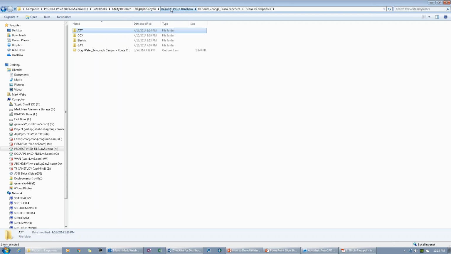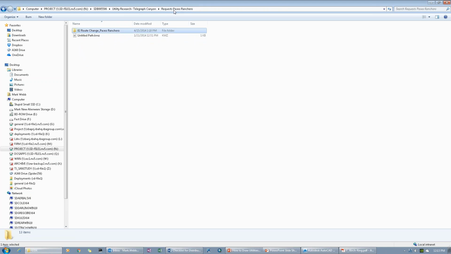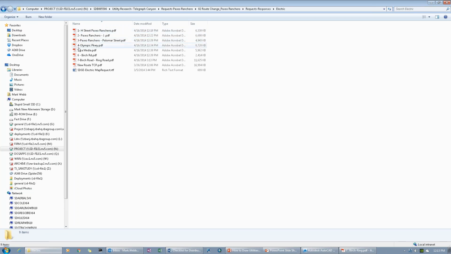So I copied this out of a particular research directory, but we got research from AT&T, research from Cox, okay? Research from the electric company, okay? From gas. So as you can see, each of these companies have base maps.